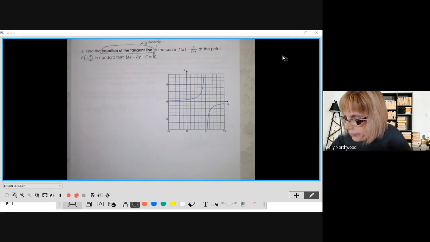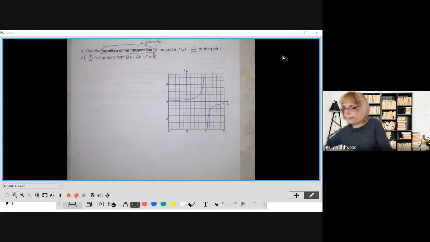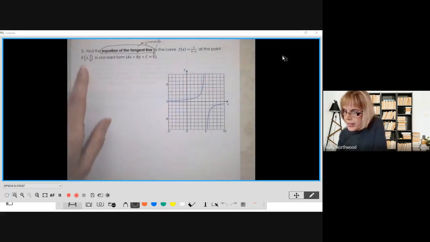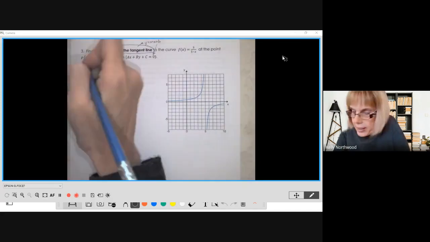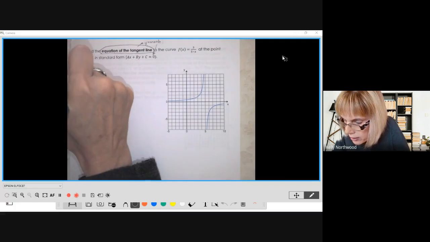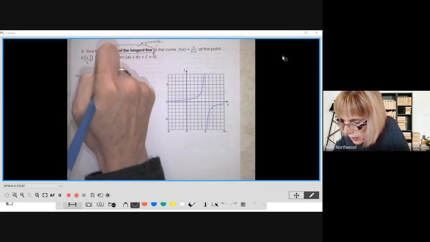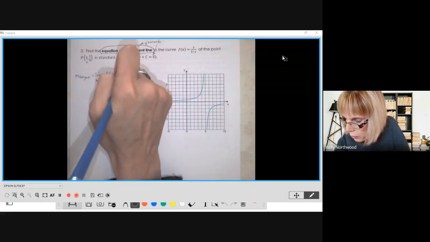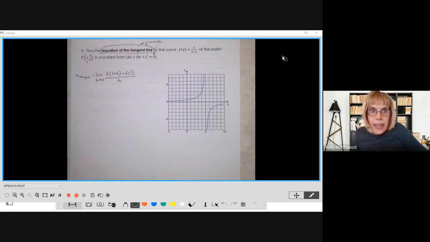All right, so we're finding the slope of the tangent at a point. So I would probably start off with my slope of a tangent formula, which is this one here. So I'm using this one. And my a is 1, okay? This is going to be my a. So I would start off saying the slope of the tangent is equal to the limit as h approaches 0 of f at 1 plus h minus f at 1 over h. And then I have to figure these things out.